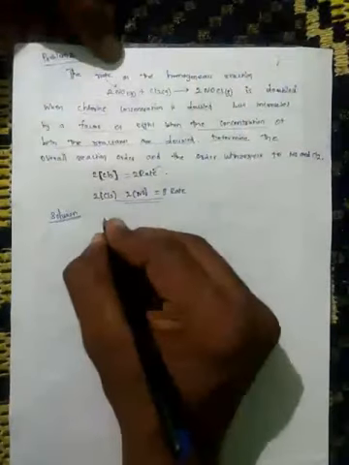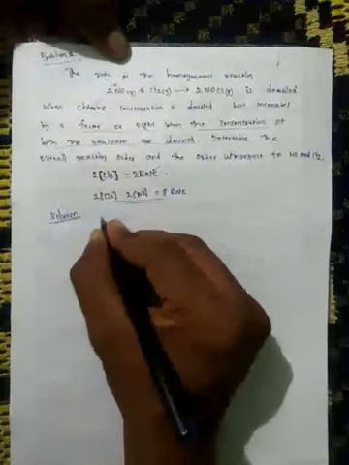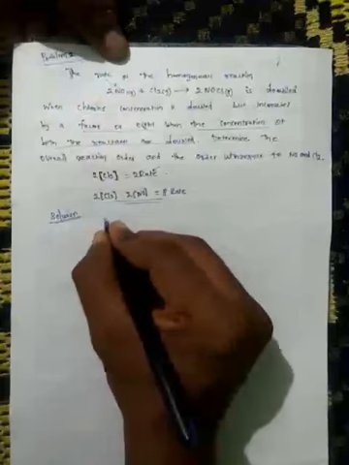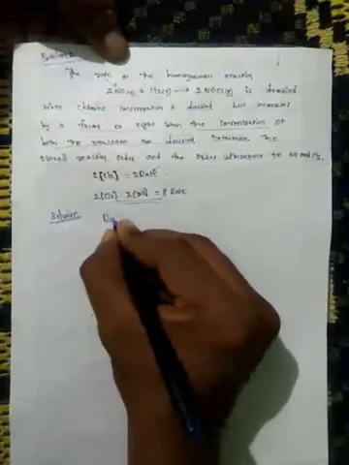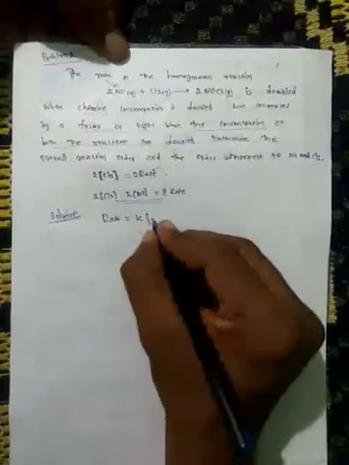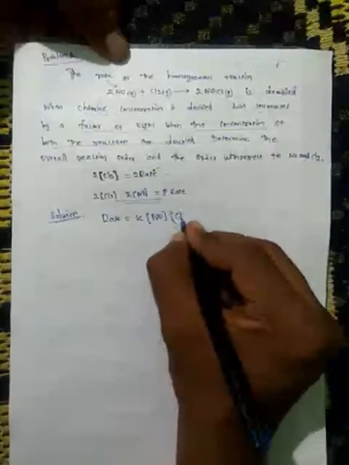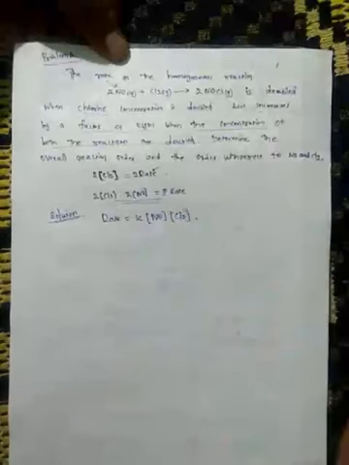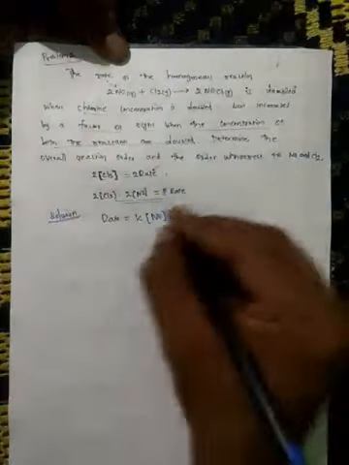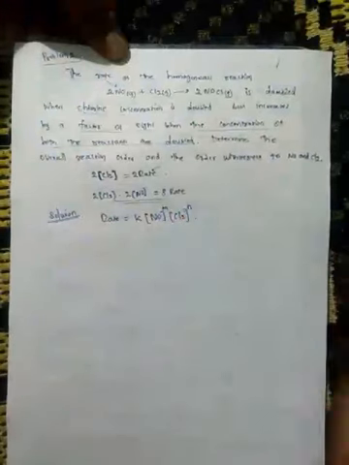I just write a general rate equation. See, rate equal to K [NO]^M [Cl2]^N. NO is a reactant, and the chlorine molecule is also a reactant. What I don't know is the order with respect to NO and the order with respect to chlorine. I don't know.